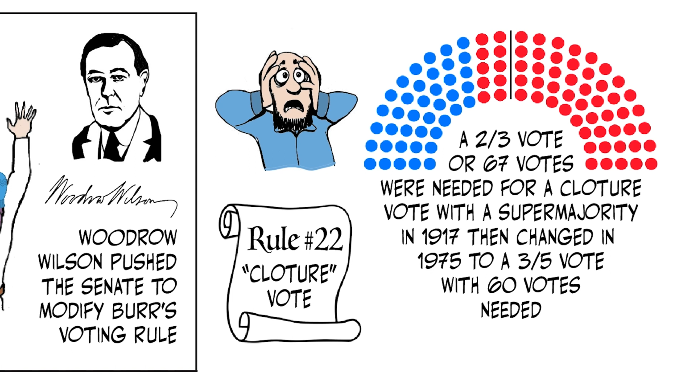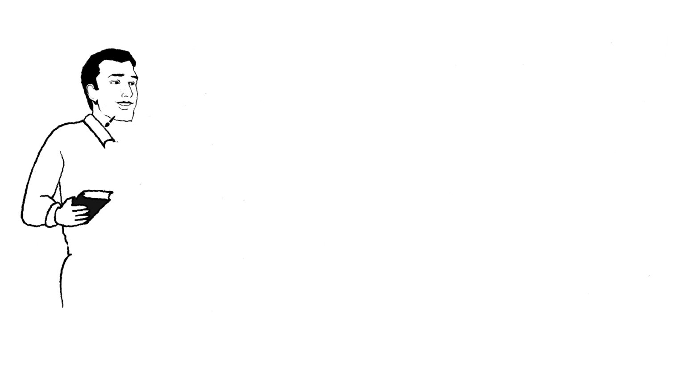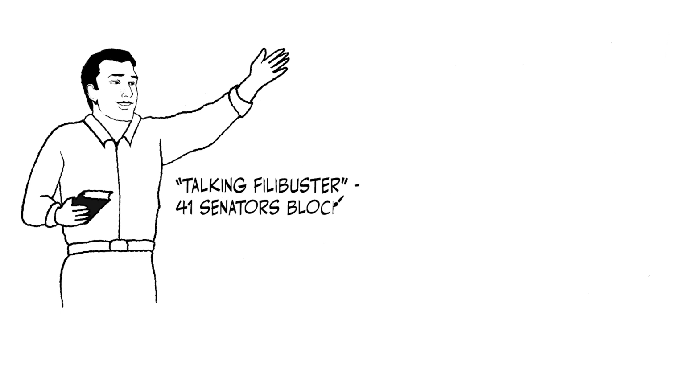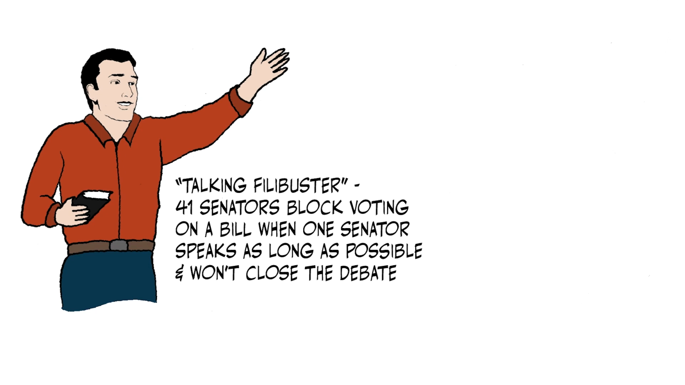Since 1917, there have been more than 2,000 filibusters, with almost half taking place in the last dozen years. The highest number of 168 cloture votes was in 2017 and 18, when only 52 pieces of legislation were able to be passed. In today's Senate, 41 senators who don't want a bill to move forward can block it by refusing to close the debate.